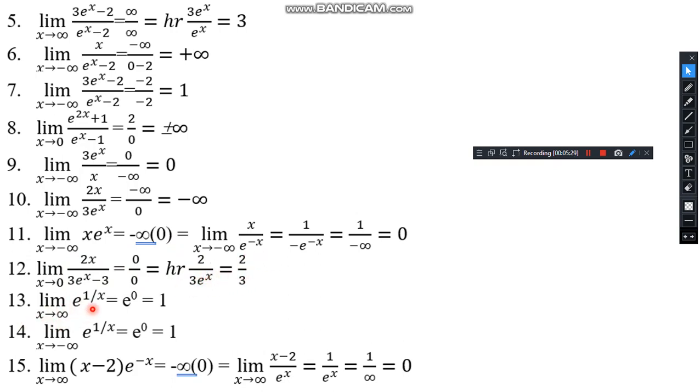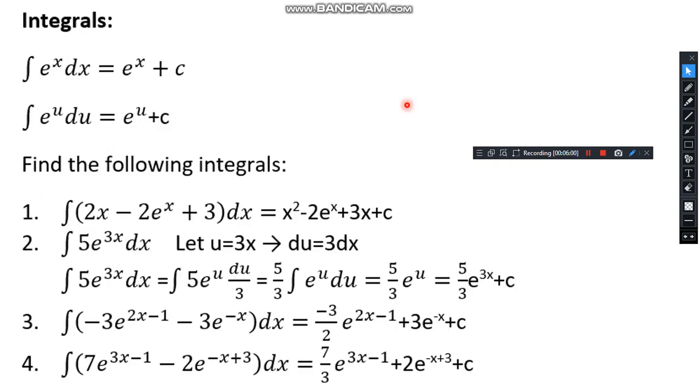Here if x tends to infinity, 1 over infinity is 0, so e power 0 is 1. Here if it's minus infinity, 1 over minus infinity also is 0, so e power 0 is 1. And for the limit as x tends to infinity, the variable is stronger, so you have infinity times 0, it is 0. Or you can apply L'Hospital's rule: you keep x minus 2 up and you take e^(-x) down, so now it's infinity over infinity. You can apply L'Hospital's rule, 1 over e^x, and 1 over infinity is 0.